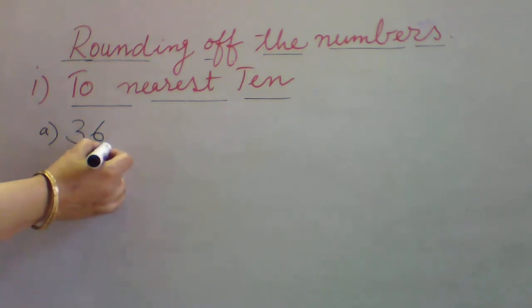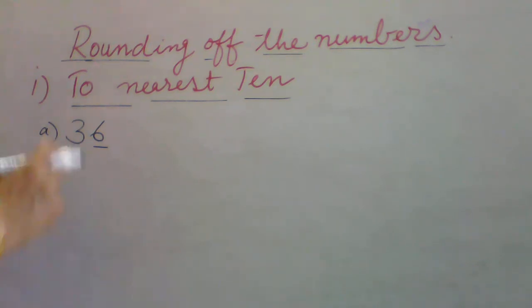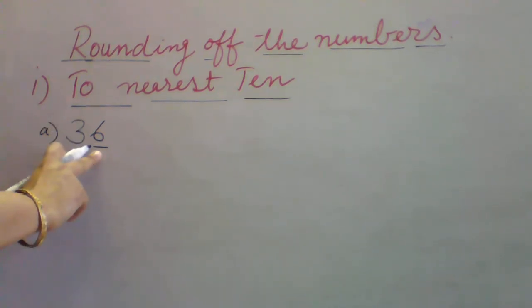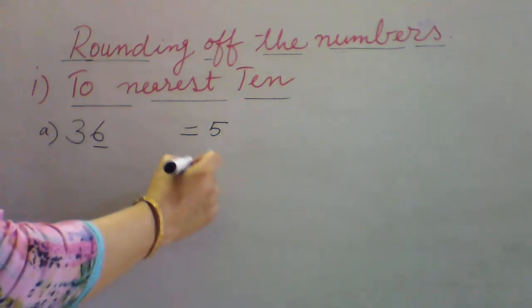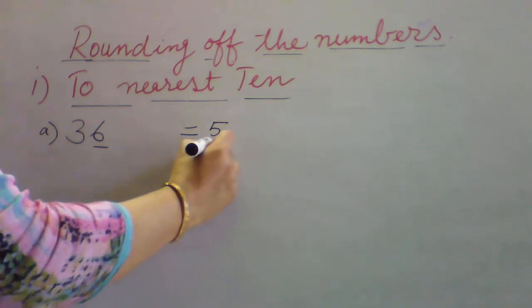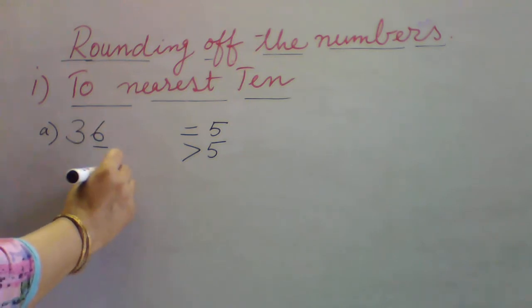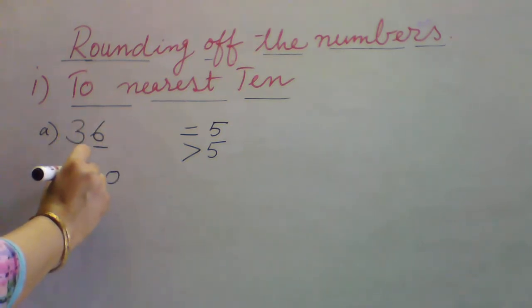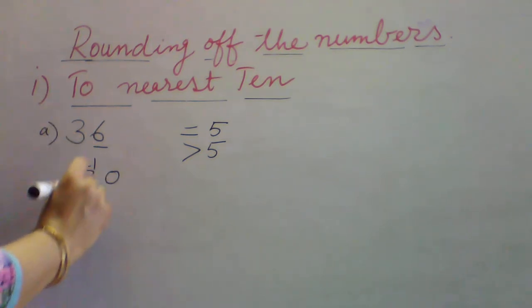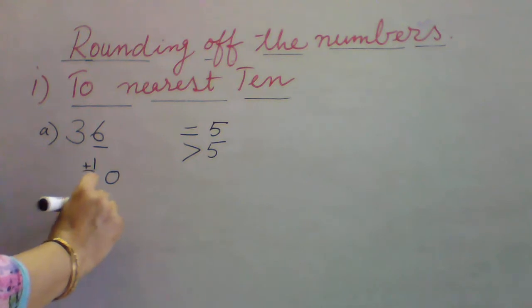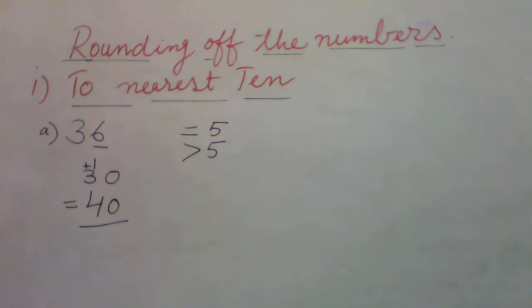So when we have to round off a number to nearest 10, we will check the digit present at unit place. If this digit is equal to 5 or greater than 5, then in place of this digit we will write 0 and we will add 1 to the next digit. That 3 and 1 will become 4, and the whole number will become equal to 40.